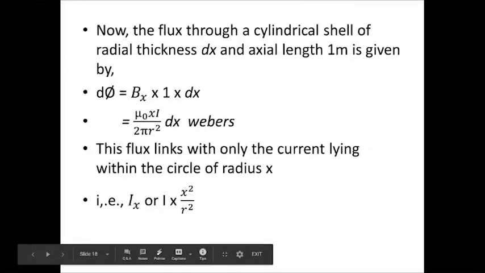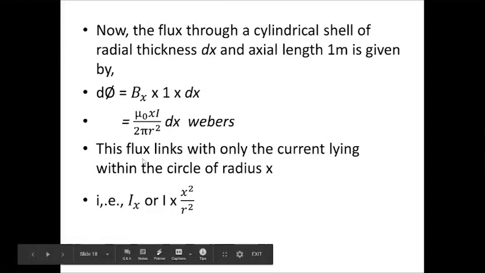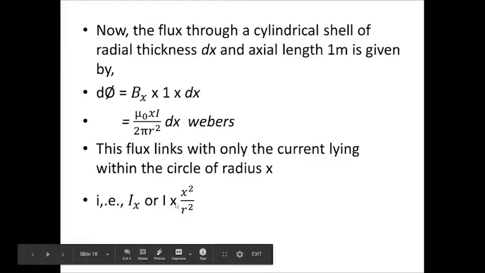Now, the flux through a cylindrical shell of radial thickness dx and axial length 1 meter is given by d phi is equal to Bx into 1 into dx. That is equal to, substituting for Bx, mu 0 Ix divided by 2 pi r square into dx Webers. This flux links with only the current lying within the circle of radius x, that is Ix. We know Ix equal to I into x square by r square.